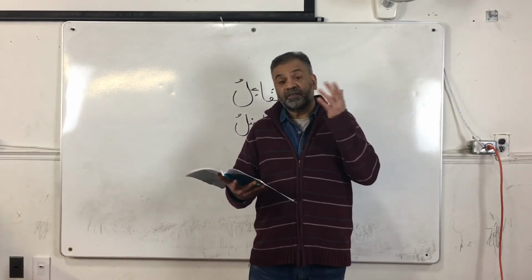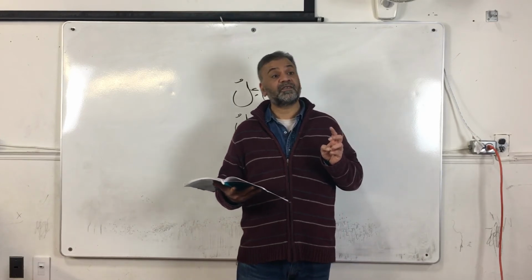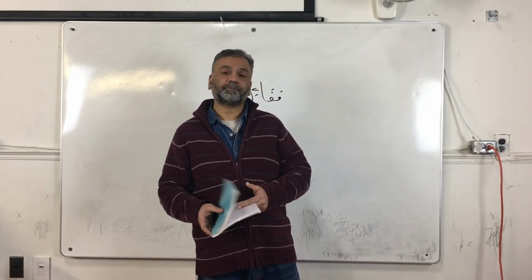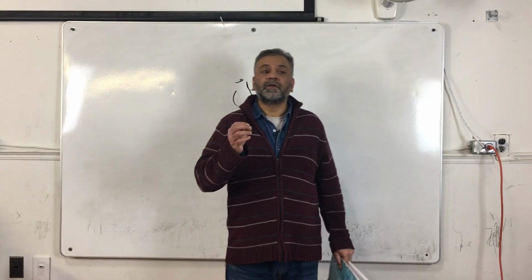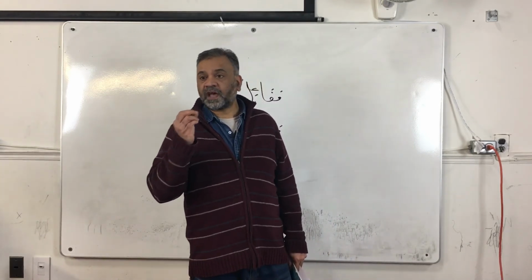Number 2, Zahaba Khalidun ila Ahmada. Why Ahmada? Because diptote. Now, what kind of jumla or sentence is it? It is jumla felia. Zahaba.